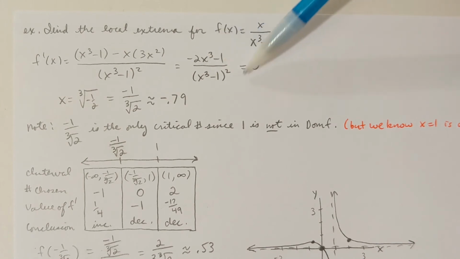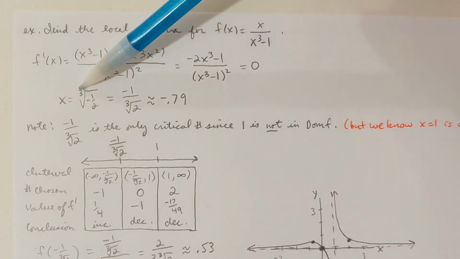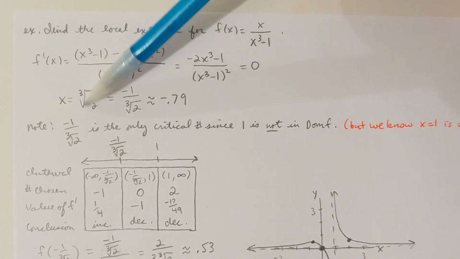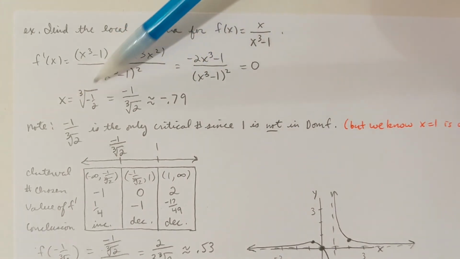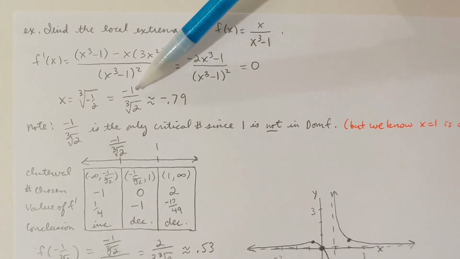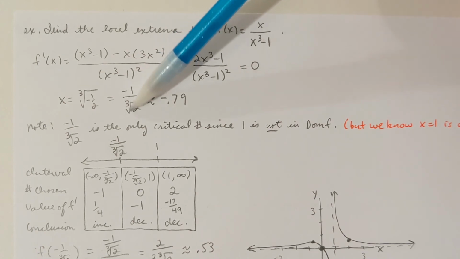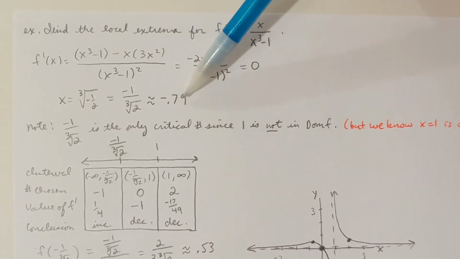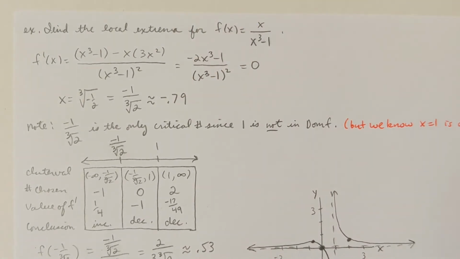If you add 1 and divide by negative 2, and then take the cube root of both sides to get x all alone, x would be equal to the cube root of negative 1/2. The cube root of negative 1 is negative 1, and so you'd get x equals negative 1 divided by the cube root of 2, which would be roughly negative 0.79 if you were to look at the decimal form.